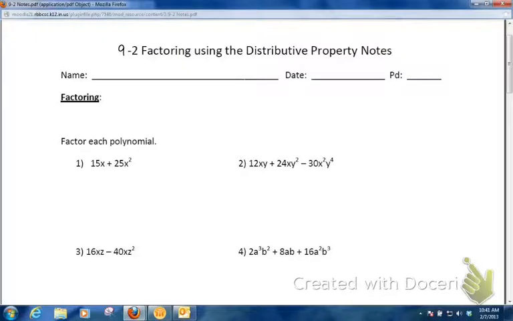This is the video lesson for 9-2, factoring using the distributive property. And I actually think of this as undistributing, and you'll see what I mean by that in a minute, but you might hear me use the word undistributing.